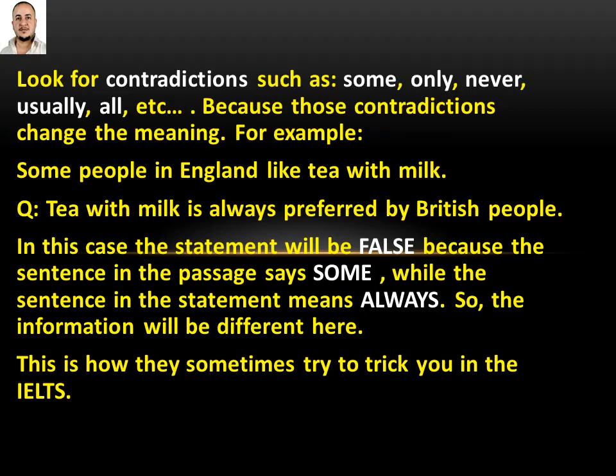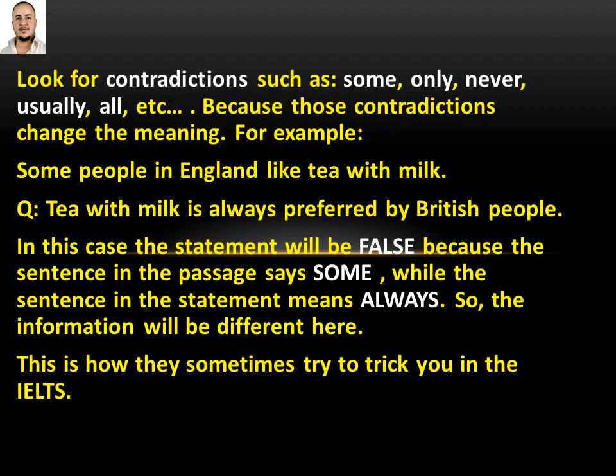When you look at the statement and the sentence in the passage, look for contradictions if there is any, such as some, only, never, usually, all, etc. Because those contradictions change the meaning. For example, some people in England like tea with milk. Tea with milk is always preferred by British people.